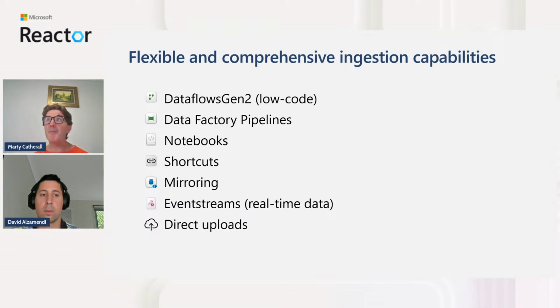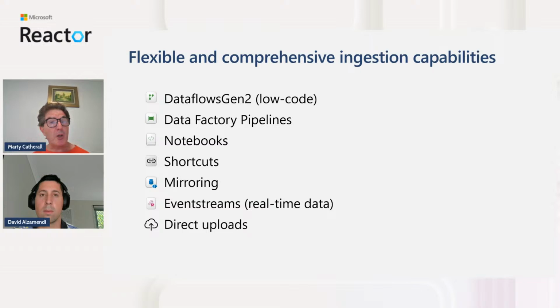Then we've got a big one that I've mentioned before. We mentioned shortcuts, and shortcuts can be made to a lot of different systems. The simplest one would be within Fabric itself. So you could make a shortcut crossing over workspaces. Rather than bringing data from workspace A into workspace B, where you're working, you could just make a shortcut to workspace A from workspace B and manipulate the data like that.